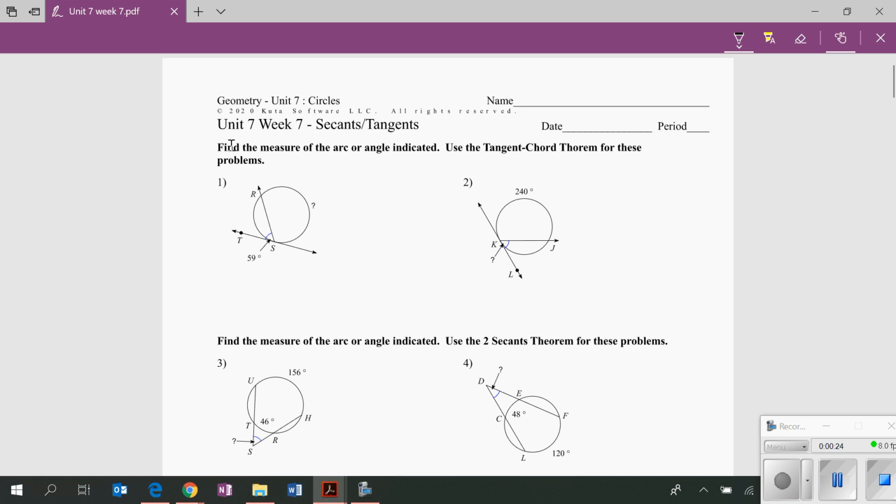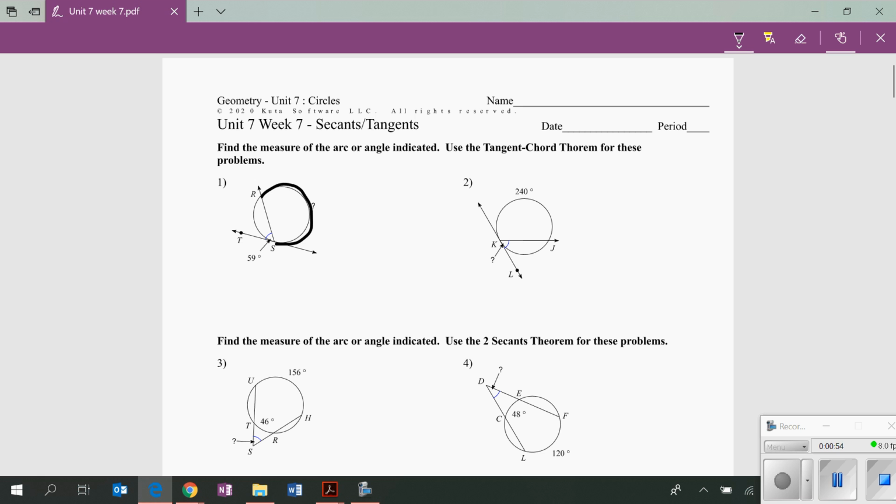So the first set of problems says we're going to find the measure of the arc or angle indicated using the tangent chord theorem. Okay, so locating your tangent chord theorem on your circle theorems reference sheet, and we'll get started. So for number 1, we're looking for the arc RS. Oh, just kidding, we're looking for this arc right here, the major arc RS.